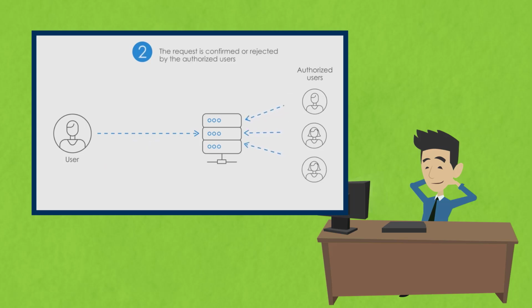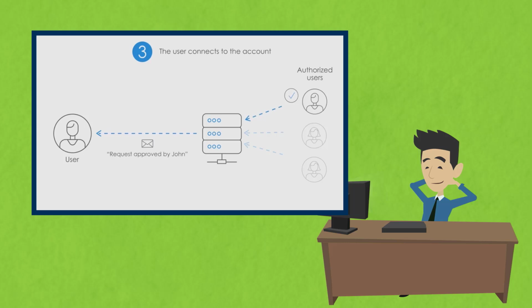Next, the request is confirmed or rejected by the authorized users. This can be done from the web portal or from the CyberArk mobile app. The number of authorized users who are required to confirm requests is defined in the master policy. In the final step, the user connects to the account.